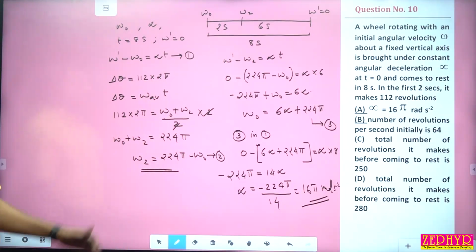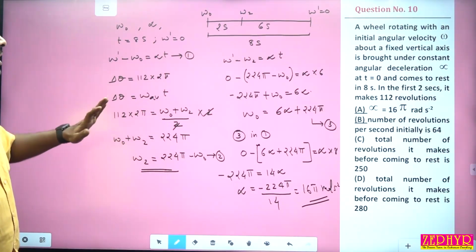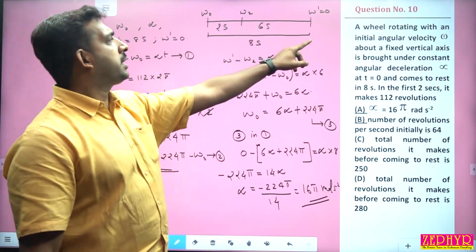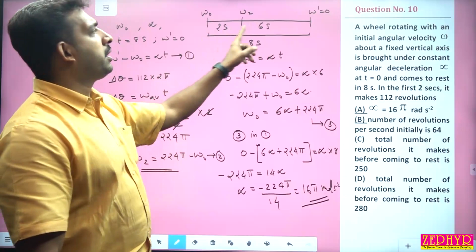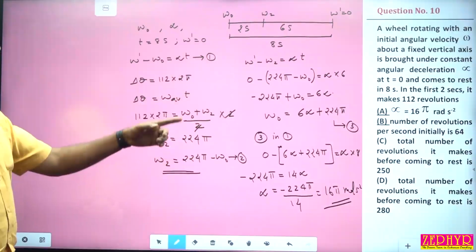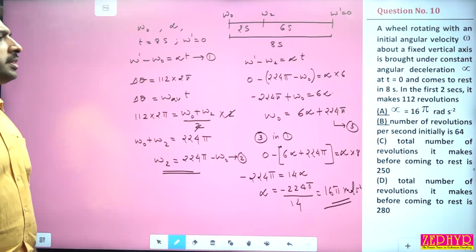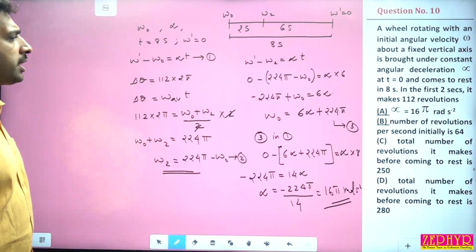Is it clear? So this is a hard type question. You have to split the question into parts. First one for the complete section, second part for this section, and third part will again take omega naught to omega dash. Simplifying, we'll be getting 16 pi radian per second square. Okay. So in this question there is a second correct answer. The first correct answer we have is alpha equal to 16 pi. The second correct answer we'll check.